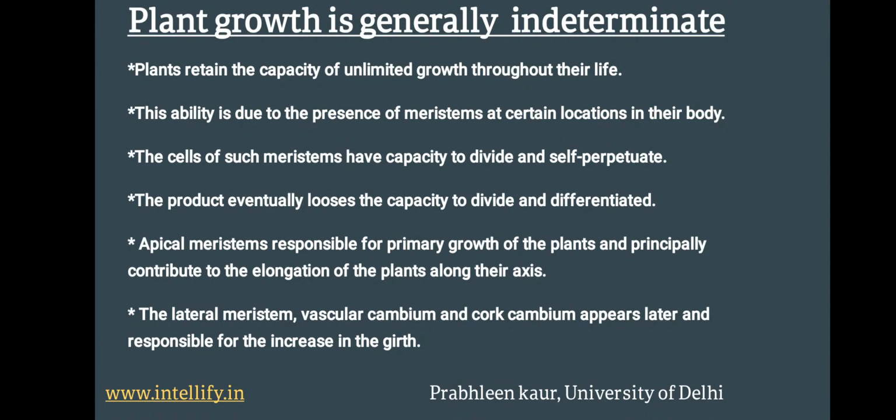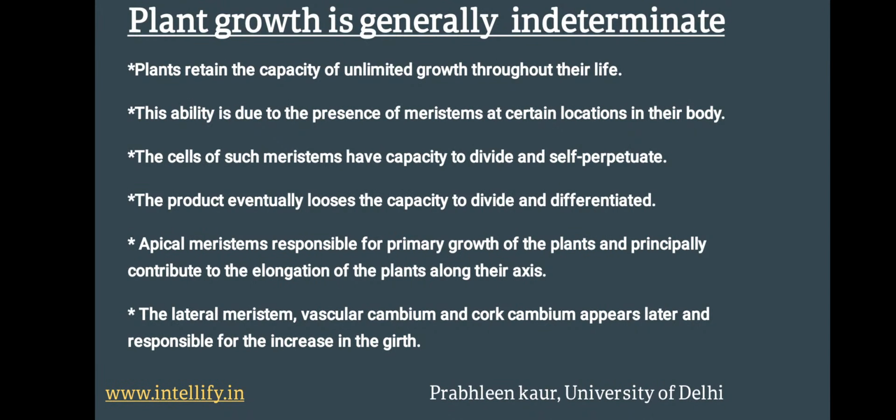Apical meristems are responsible for primary growth of the plants and principally contribute to the elongation of the plants along their axis. The lateral meristems, vascular cambium and cork cambium, appear later and are responsible for the increase in the girth. Now, the cambium is basically responsible for the girth of the plants.